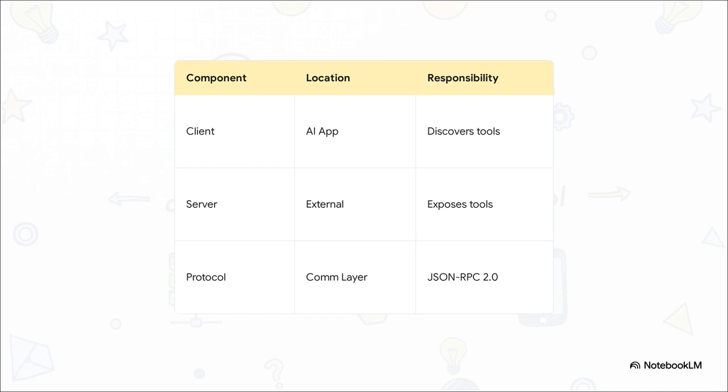And finally, the MCP protocol itself. This is the communication layer, the bridge between the two, using a structured messaging format called JSON-RPC 2.0 to exchange data. You can think of JSON-RPC 2.0 as a sort of universal translator. It ensures both sides completely understand the data being passed back and forth. The AI never actually touches the raw database directly. It just talks to the MCP client, and the client handles the rest.